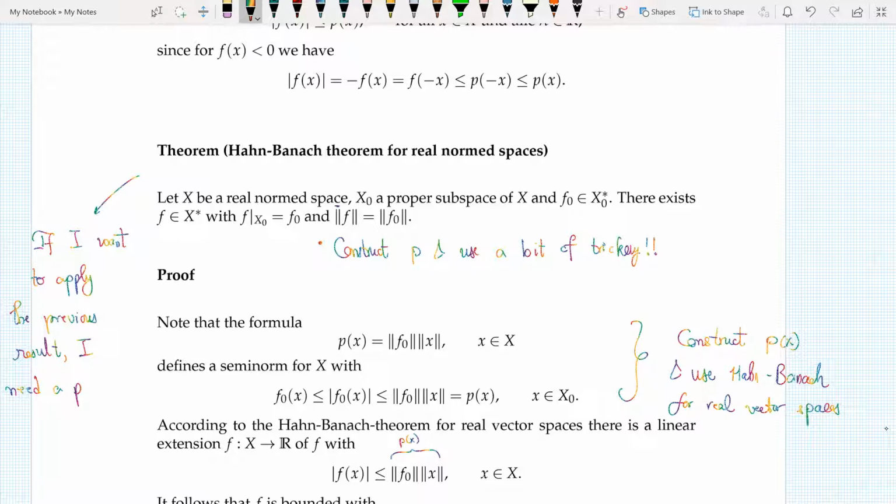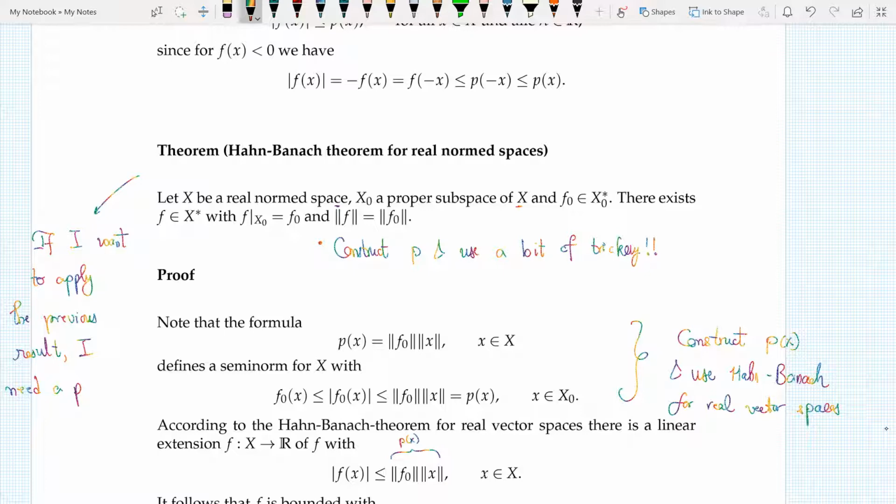Let X be a real norm space and X0 be a proper subspace of X. F0 is an element in the dual space of X0, which is X0 star. Now there exists an element F in the dual space of X such that F restricted to X0 is equal to F0 and the norm of F is equal to the norm of F0.